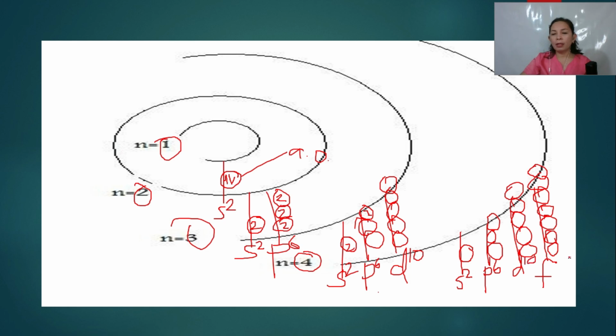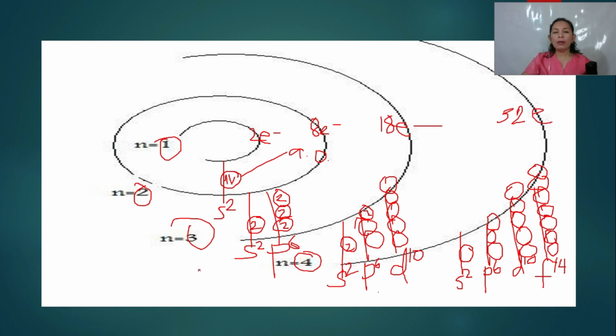And in F, we have 14 electrons. If we count the total in a given energy level, in the first energy level we have only 2 electrons. In the second energy level, we add 2 plus 6, which is equivalent to 8 electrons. If we total the electrons in the third energy level, that is equivalent to 18 electrons. And of course, if we add the fourth, that will be equivalent to 32 electrons.